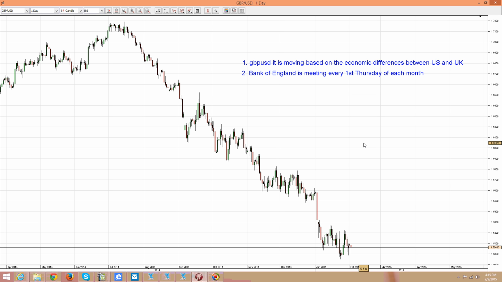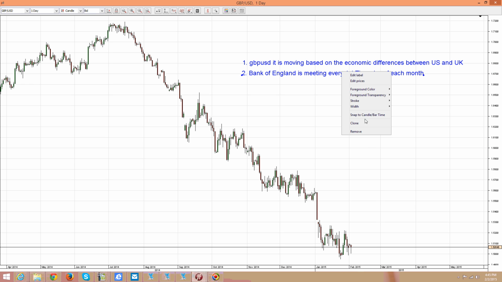Now, what's important to mention is that cable is a currency pair with a bigger volatility than the US dollar, and this comes even from the fact that the spread is bigger when you are trading Great Britain pound US dollar, or when you are trading the euro US dollar. So it is more volatile.